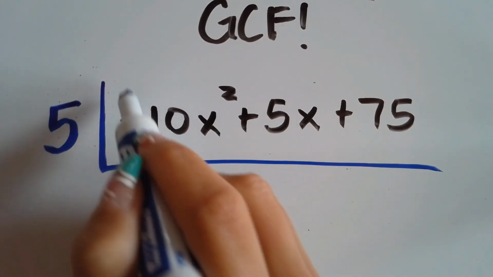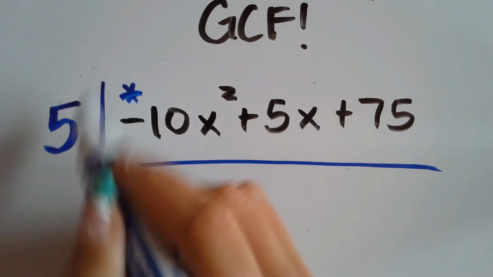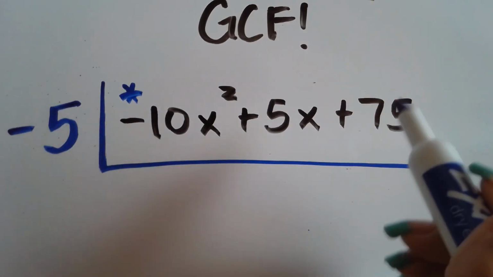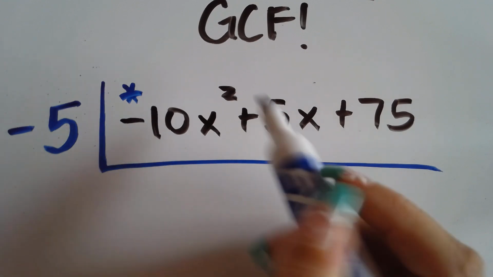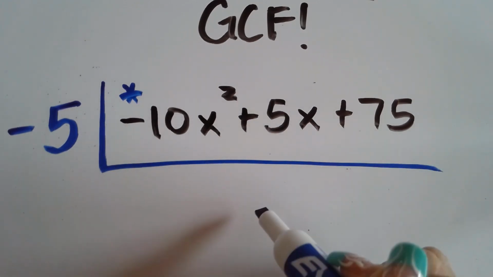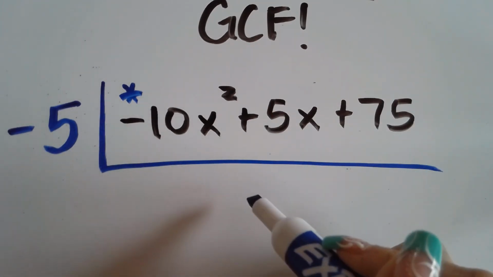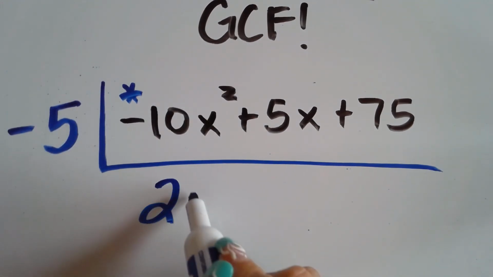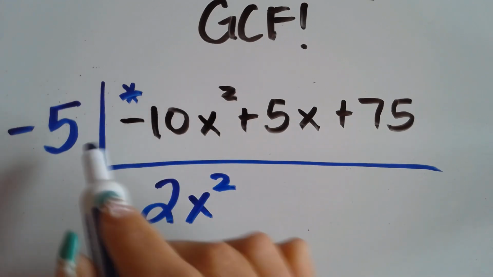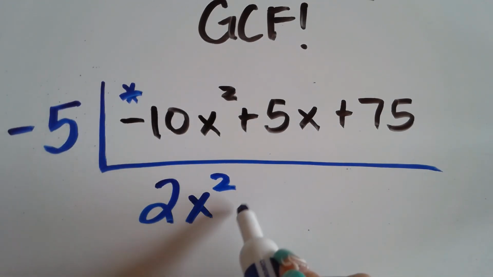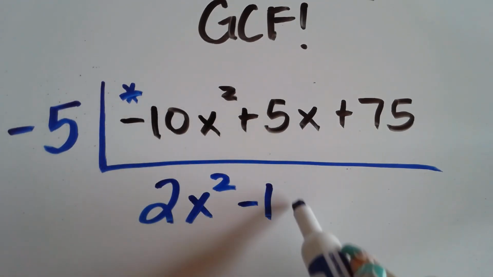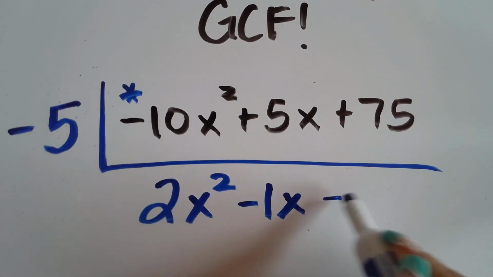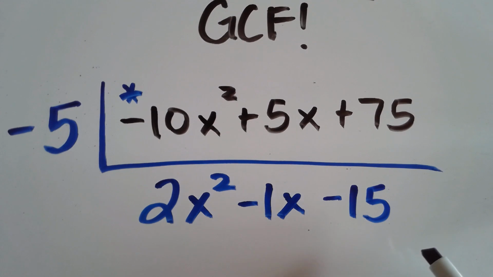Now, another thing I do notice is that this one has a negative in front. I don't like negatives in front, so go ahead and pull that negative out. And that's going to change all of our signs as we divide, okay? These 2 have x's, but this one does not. That's why we're not pulling out an x. So negative 10 divided by negative 5 is going to be 2, and then x squared. 5 divided by negative 5 is going to be a negative 1, and then we're going to bring down our x. And 75 divided by negative 5 is going to be negative 15, okay?